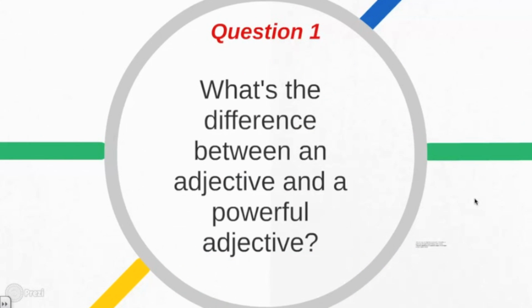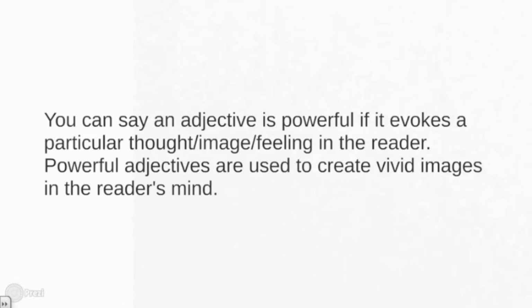So somebody asked, what's the difference between an adjective and a powerful adjective? Well, simply put, an adjective is powerful if it evokes a particular thought, image or feeling in the reader. So I think this question was asked with regards to question 4 on the exam, where you have to do your language analysis. Obviously that's question 4 on the higher tier and question 3 on the foundation tier. Now, powerful adjectives are used to create vivid images in the reader's mind.